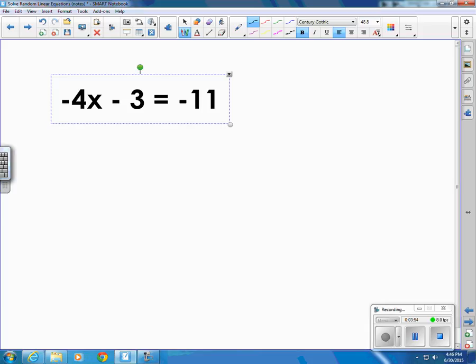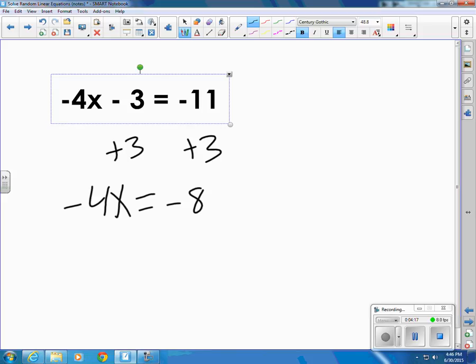Negative 4x minus 3 is equal to negative 11. Well, the opposite of subtract 3 is add 3. So whatever I do on one side of the equal sign, I have to do on the other side also. Negative 3 plus 3 is 0. So negative 4x plus 0 is just negative 4x. Negative 11 plus 3 is negative 8. You can just do those on your calculator if you want, or you can use a number line.